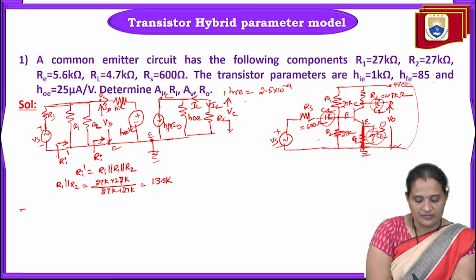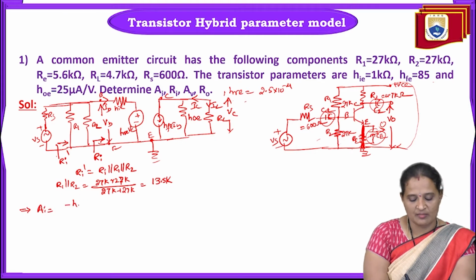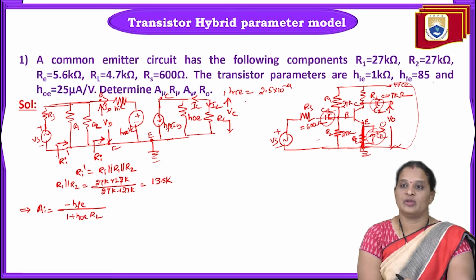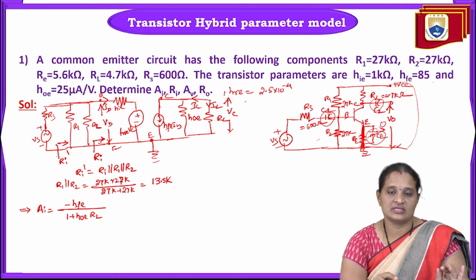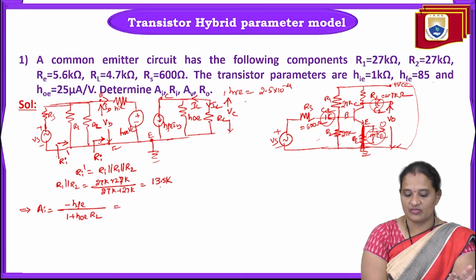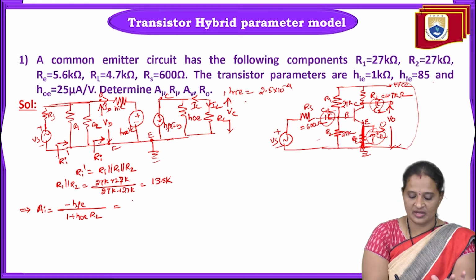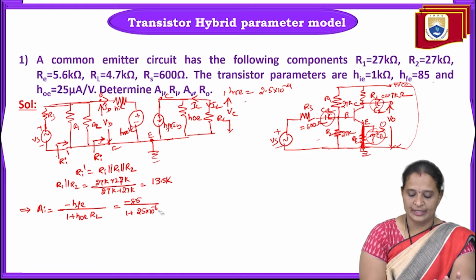Now let us try to find out AI, the current gain. What is the formula of current gain? Just now we have seen minus HFE divided by 1 plus HOE into RL, right? We don't have any collector resistance. RL is considered to be the load resistance across which we are taking the output. So that is why RL. So minus HFE. What is the value of HFE given in the problem? It is 85, so minus 85 divided by 1 plus HOE. What is the value of HOE? That is 25 into 10 to the power of minus 6 into RL.